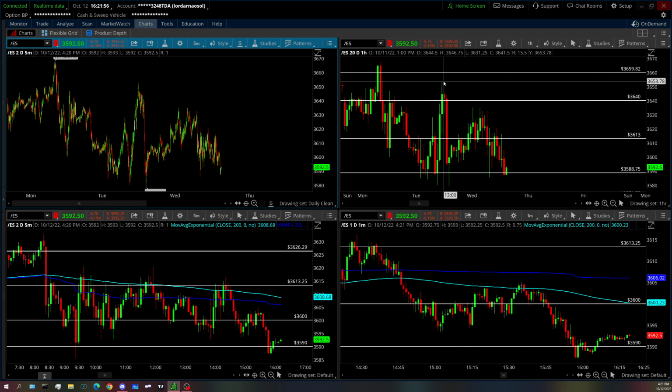And then same thing up here. Bulls chased this 3640 reclaim, thinking, reclaimed 3640. Here's the bounce. It's going. And then they got screwed.